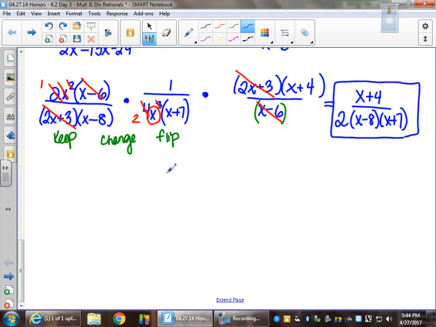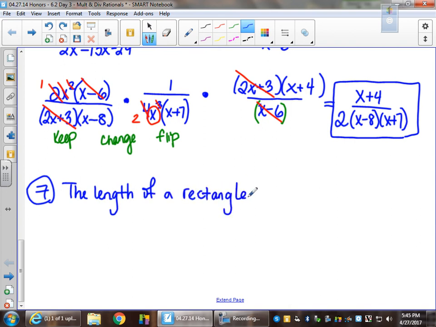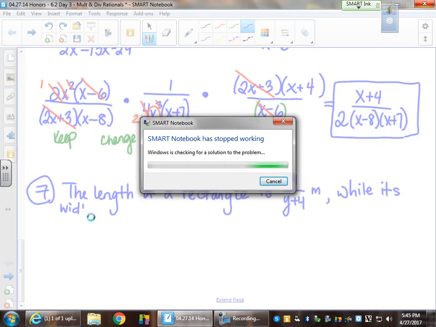One more question to round out today's notes, number 7. It's going to be our real world question. The length of a rectangle is 9 divided by y plus 4 meters, while its width, you gotta be kidding.